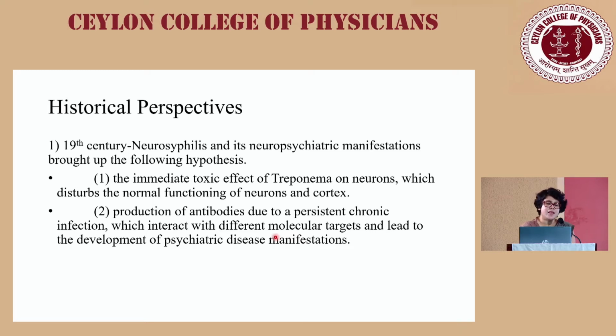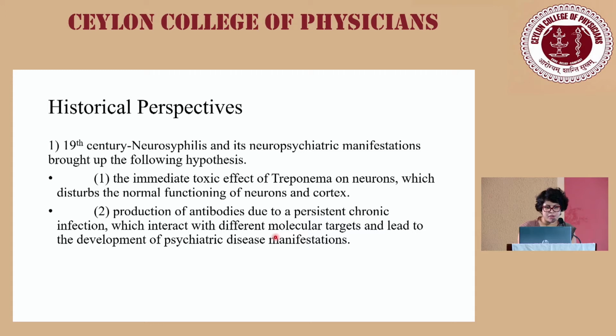A bit about the history, of how autoimmune encephalitis came into the minds of clinicians. It started from the neuropsychiatric manifestations of neurosyphilis in the early part of the 19th century, where clinicians and scientists wondered how these people came with behavioral and psychiatric manifestations. They postulated several hypotheses. One was the immediate toxic effect of the treponema on the neurons and the cerebral cortex, producing aberrant functioning. The other hypothesis was the production of antibodies due to persistent chronic infection, again producing misdirected action of the neurons and cortices, causing psychiatric manifestations.